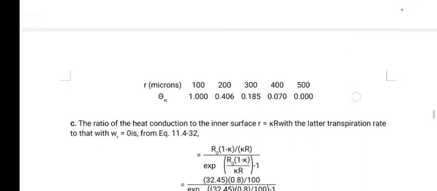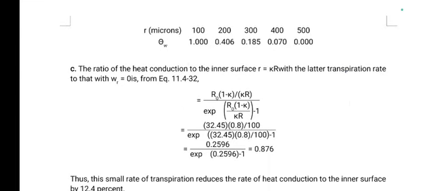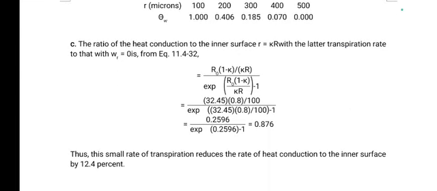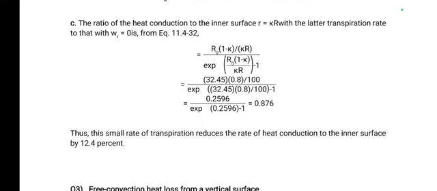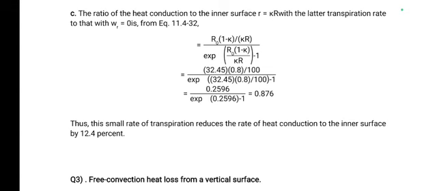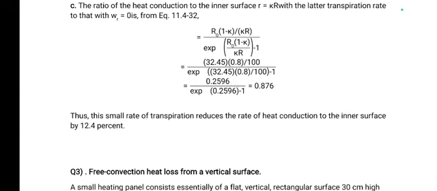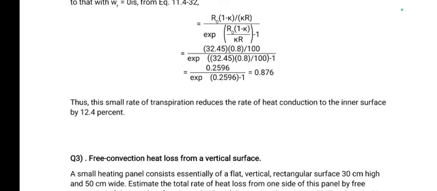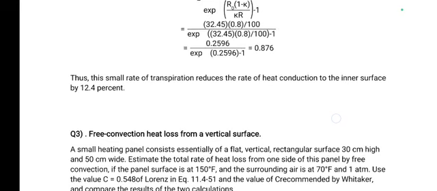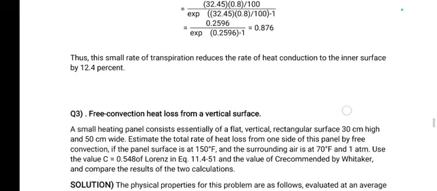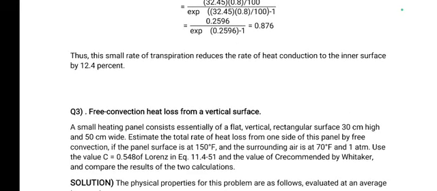Here is the table. Now C part: the ratio of the heat conduction to the inner surface R equal to Kr with the transpiration rate to that with WR equal to 0 is shown in this equation, and by putting the values we get 0.876 as the answer. Thus this small rate of transpiration reduces the rate of heat conduction to the inner surface by 12.4%.